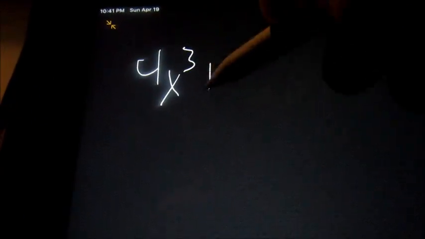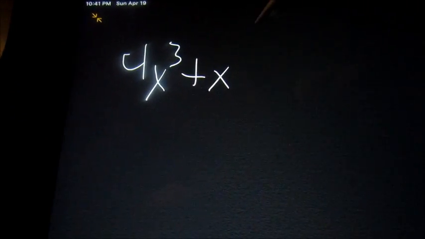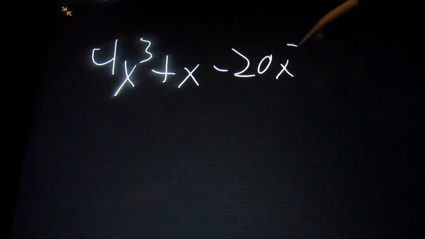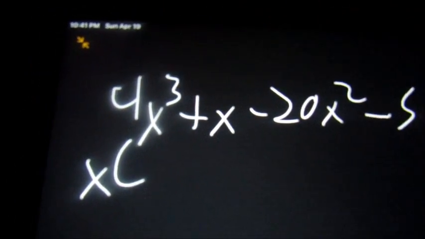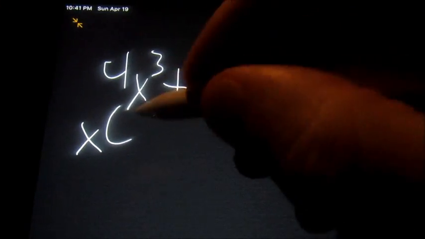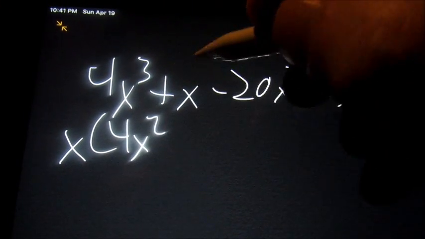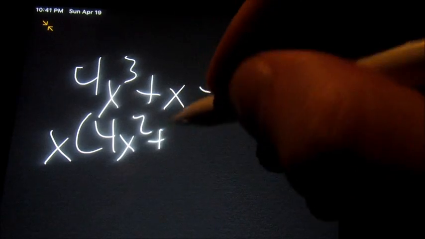Okay, so let's do 4x to the 3 plus x minus 20x squared minus 5. So on the first two, I can factor out an x. When I divide 4x to the 3 by x, I'm left with 4x squared. When I divide x by x, it's plus 1.